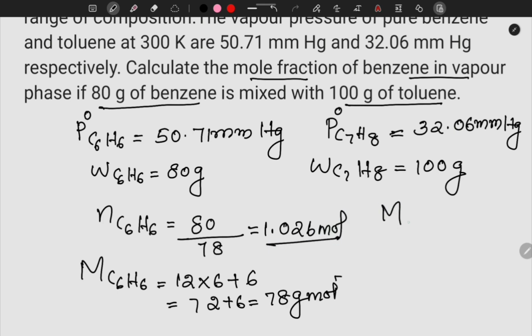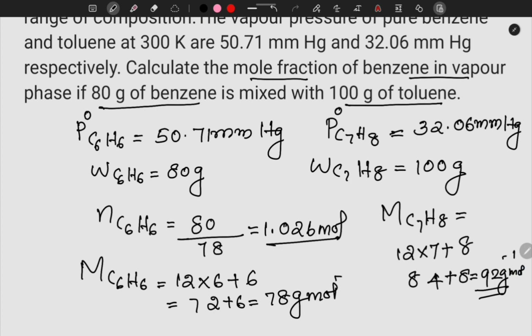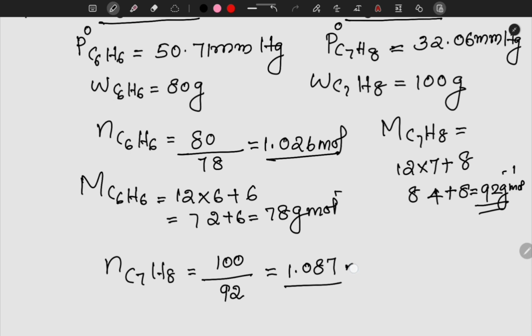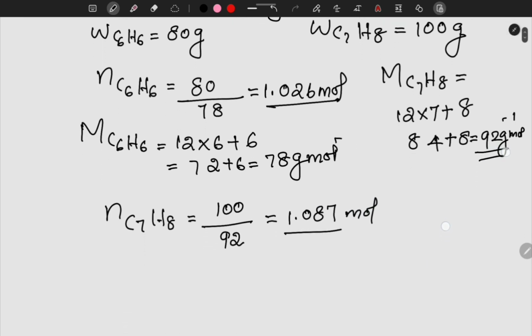Similarly, we can find out the molar mass of C7H8, that's toluene. 12 into 7 plus 8, 84 plus 8, that is equal to 92 gram per mole. Now let us find out the number of moles of toluene, C7H8, that is equal to mass of toluene, which is given as 100, divided by molar mass, 92. So that will be equal to 1.087 mole. Now we got the number of moles of each component.